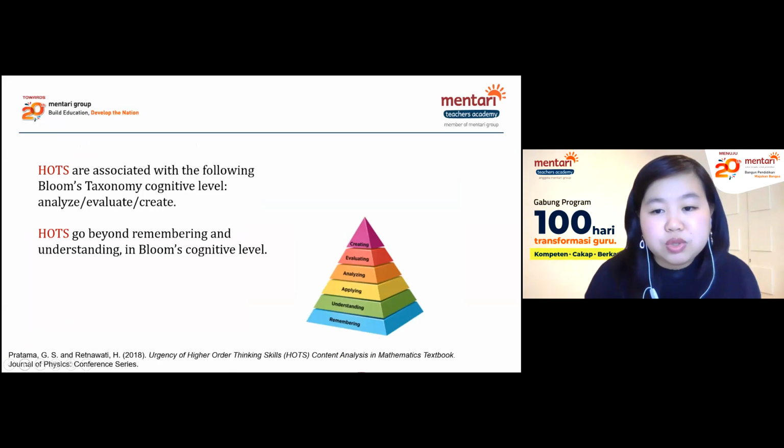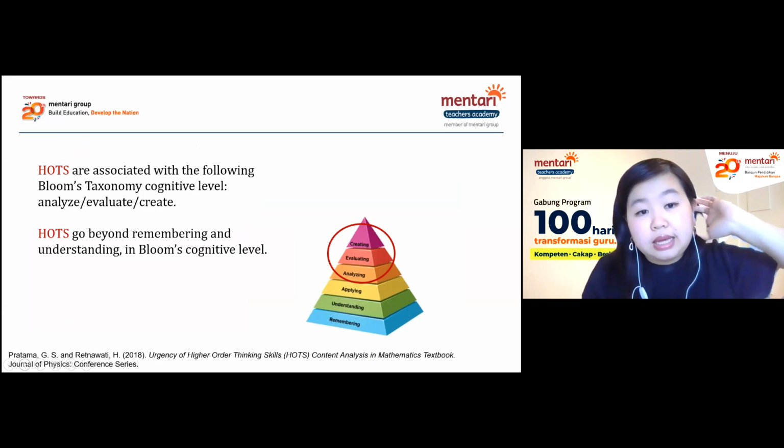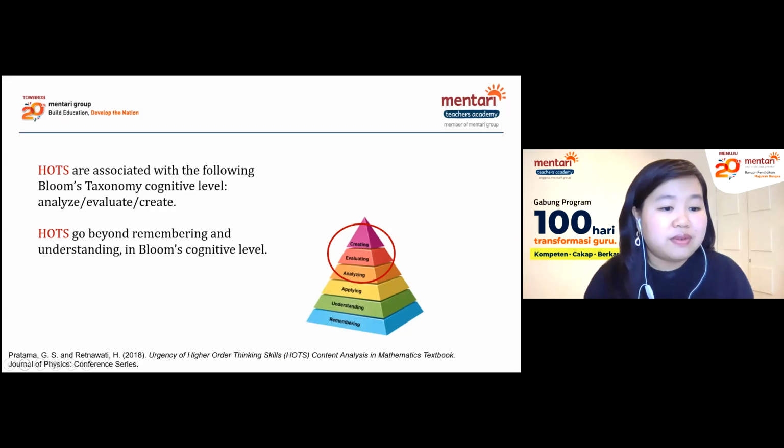So just very quickly, I'm sure you know what these are. This is just the Bloom's taxonomy of cognitive development. And when we are talking about higher order thinking skills, they're associated with the following Bloom's taxonomy cognitive levels: analyze, evaluate, and create. So of course, we want to climb up the pyramid of this thinking process whenever we talk about higher order thinking skills. It should go beyond remembering and understanding and even applying, right, in Bloom's cognitive levels. So I hope that through the activities that we have done and more activities, you'll be able to see that indeed we are promoting analytical skills, evaluation skills, and even creativity.